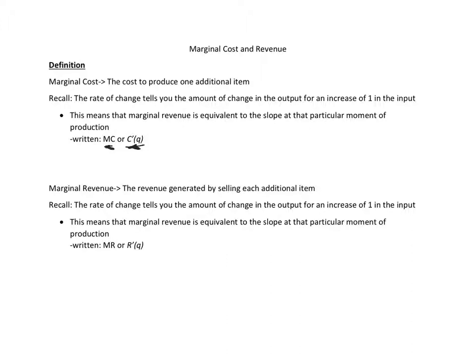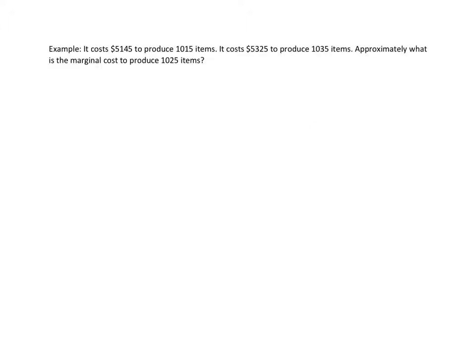Marginal revenue has almost the same definition, but instead we're talking about revenue. So marginal revenue is the rate of change at a particular moment in production. We write that as MR or R prime of Q. So just for example, we know that marginal revenue and marginal cost is equivalent to the rate of change. And just to review, rate of change is the change in output over the change in inputs.